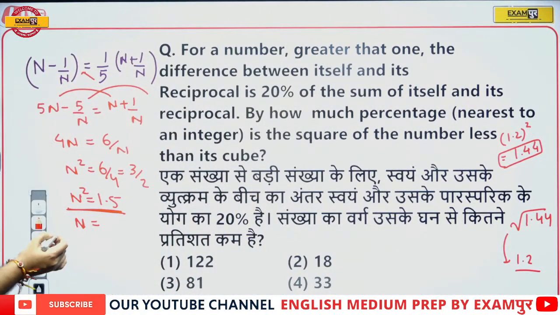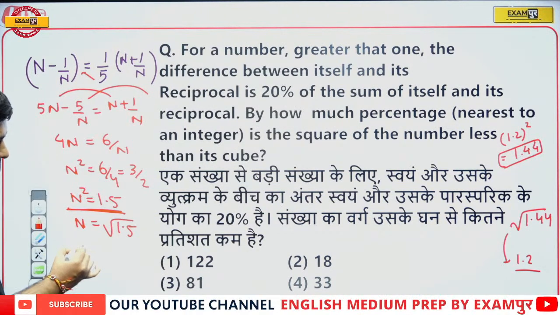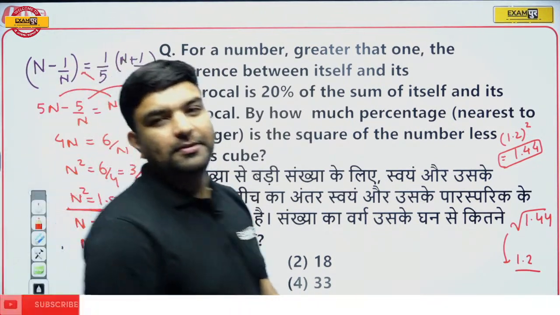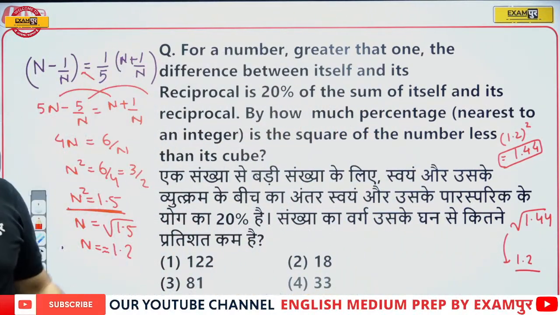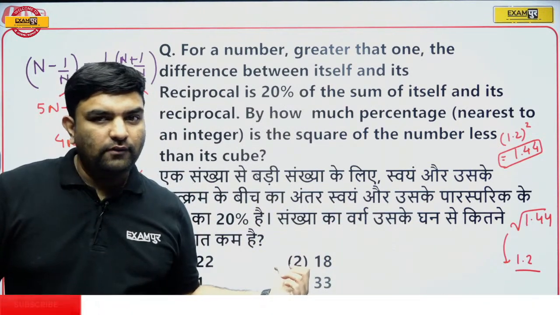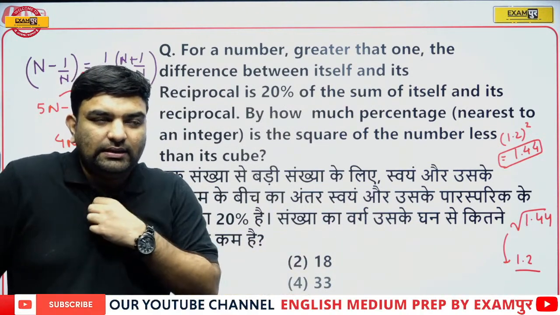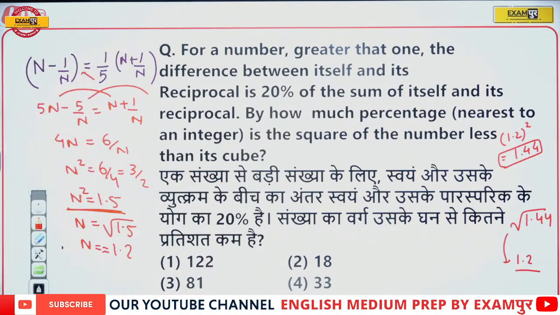So what would be the square root of 1.5? Can I say, sir, approximately 1.2 only? Come on, tell me. Very crucial point. The square root of 1.44 is 1.2, and 1.44 and 1.5 are very near to each other. So n is also going to be 1.2.